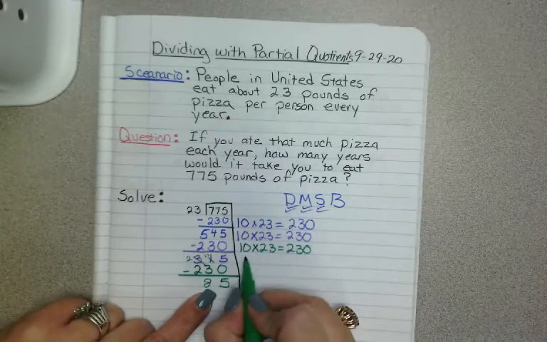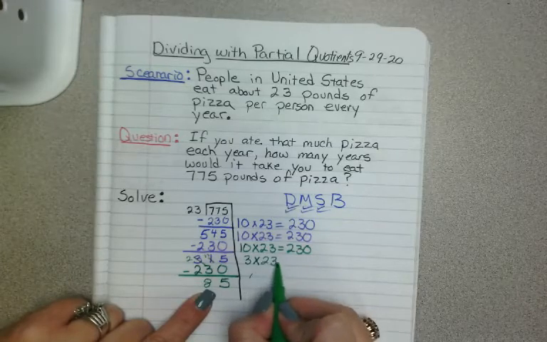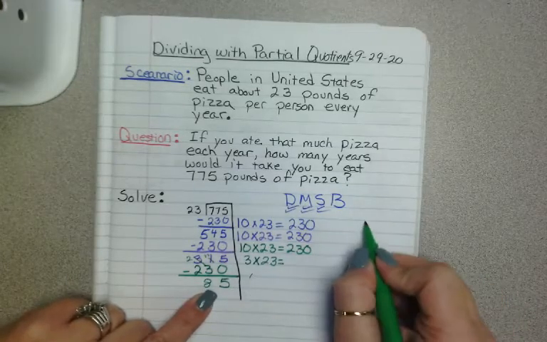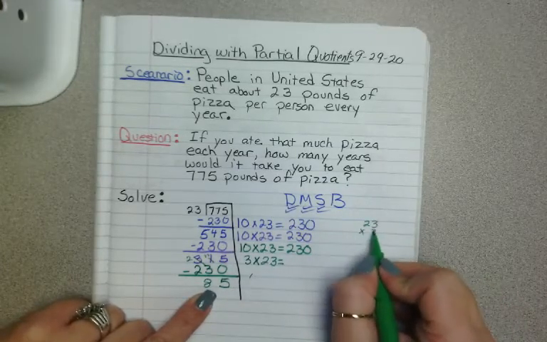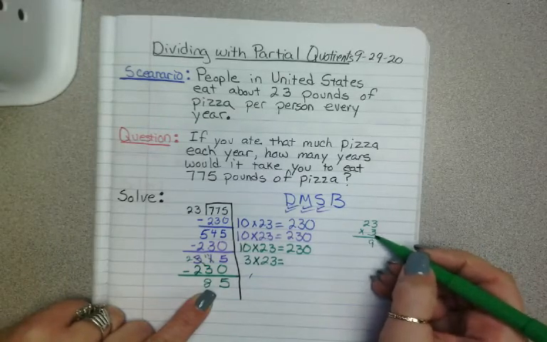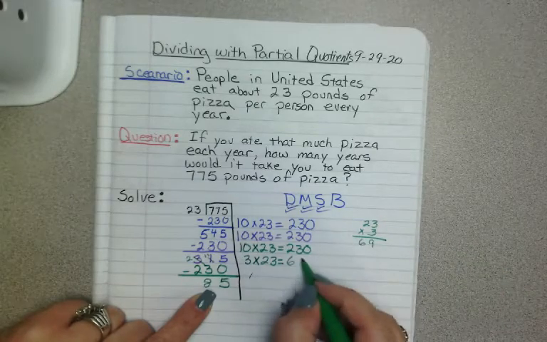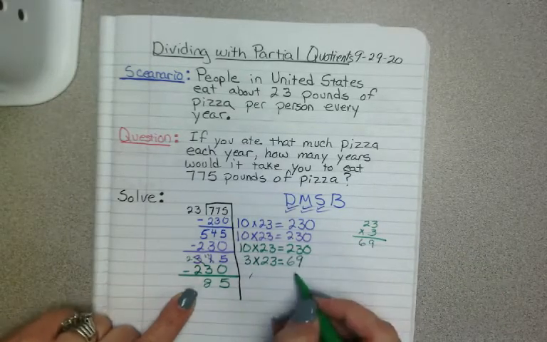So 3 times 23. If you're not exactly sure what it is, it's no big deal. You can come off to the side. 3 times 3 is 9. 3 times 2 is 6. So the product is 69. Now I can do my subtraction.